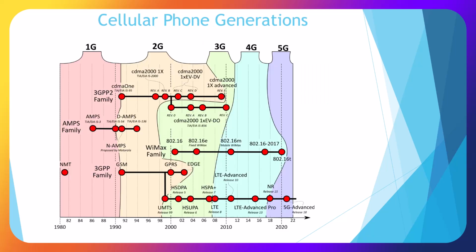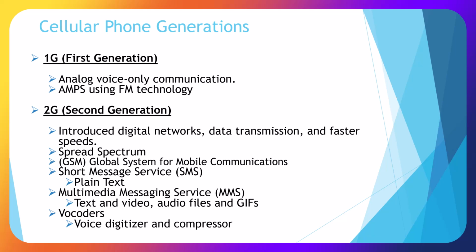Here's a diagram of our generations. We have 1G through 5G, starting in 1980, going out to the 5G advanced. Okay, our generations are 1G, which is our first generation. It had analog voice-only communication, and it used FM technology. The second generation introduced digital networks, data transmission, and faster speeds.